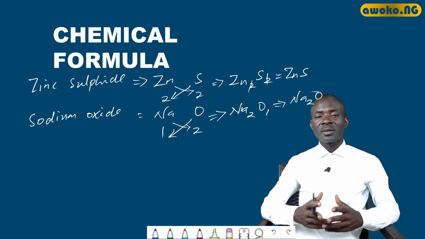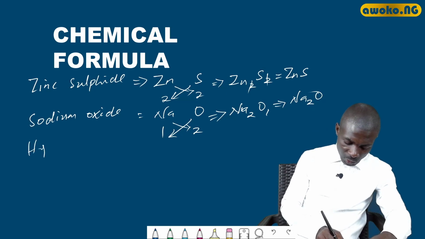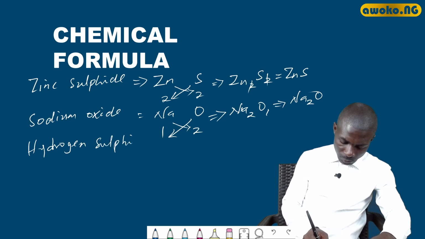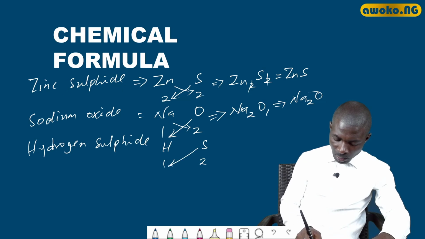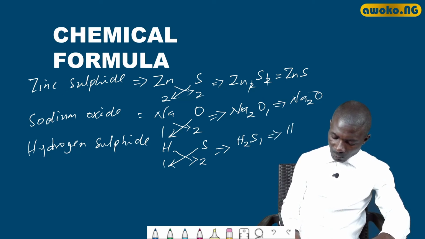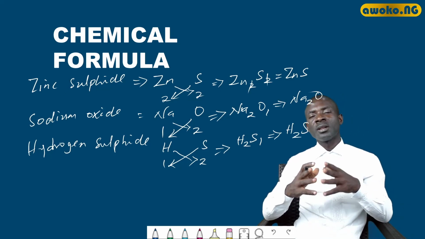Other compounds that we can refer to as binary compounds that are made up of only 2 elements are compounds like hydrogen sulfide. Hydrogen sulfide is made up of hydrogen and sulfur, with hydrogen having a valency of 1, sulfur a valency of 2. So by interchanging their valencies, I can now have H2S1, which is the same thing as H2S. So that is the correct formula of hydrogen sulfide.